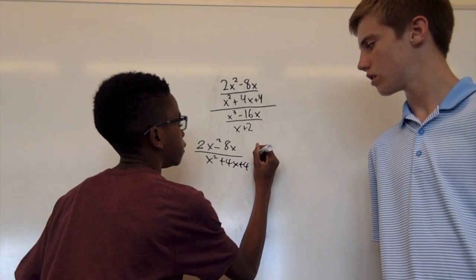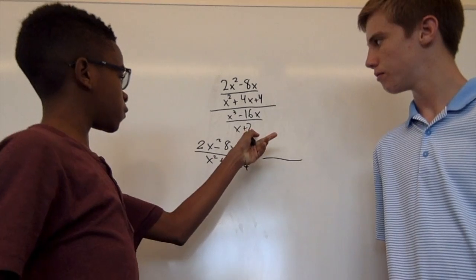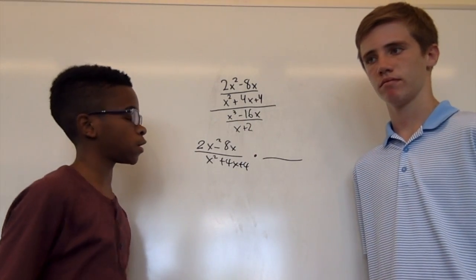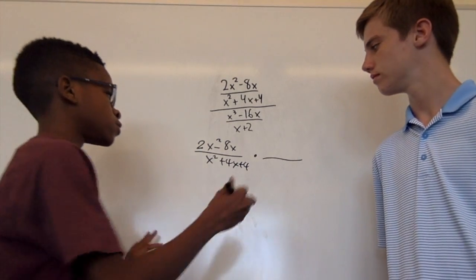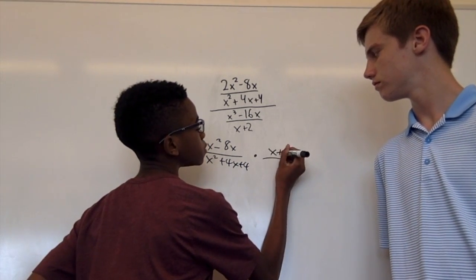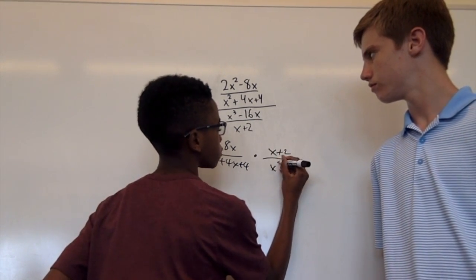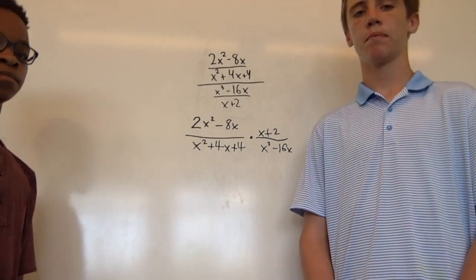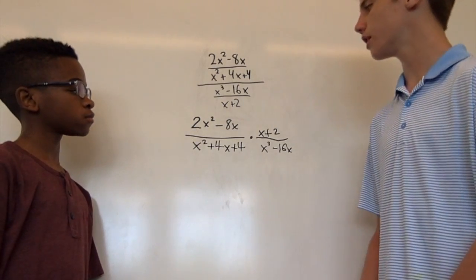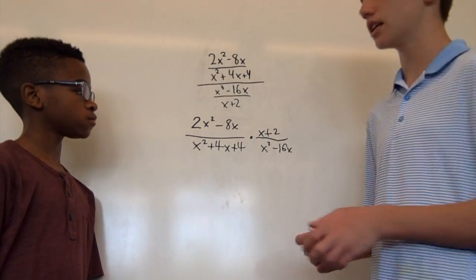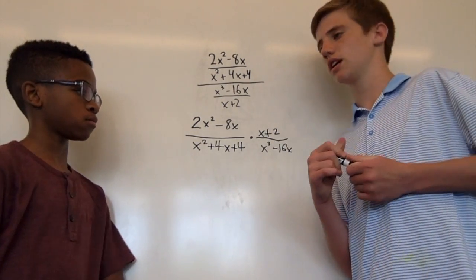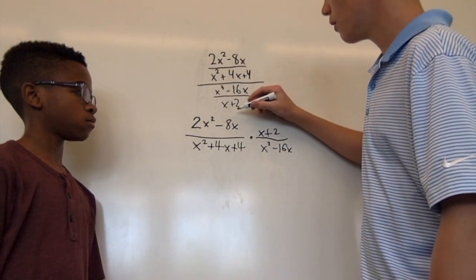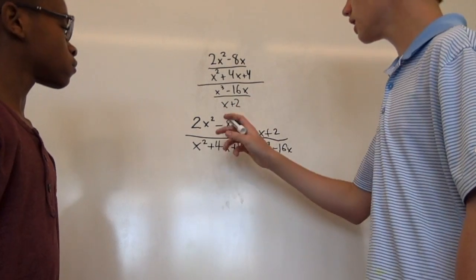And then finally, you flip the x cubed minus 16x over x plus 2. So then it becomes x plus 2 over x cubed minus 16x. Okay, so to finish it up, we are going to be multiplying this. Once you set it up like this, it's relatively easy, but it's definitely challenging for some people. So we will be factoring some of these.